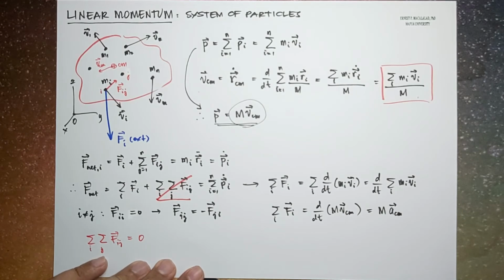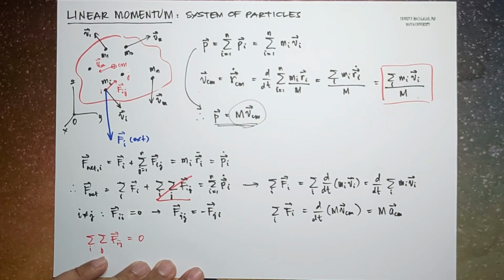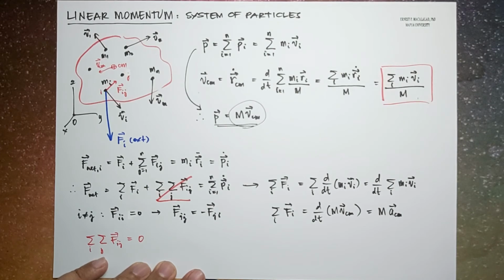So this equation tells us that the acceleration of the center of mass of a system of particles is the same as that of a single particle having a mass equal to the total mass of the system and acted on by the sum of external forces.